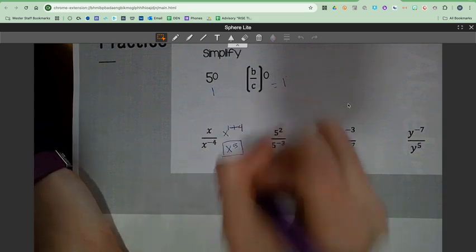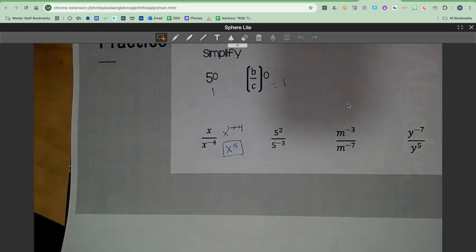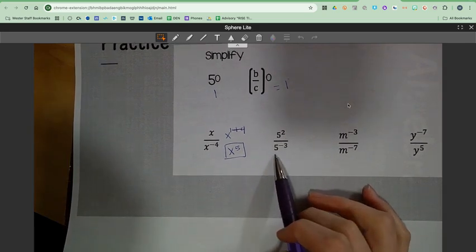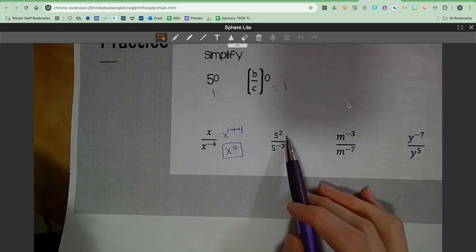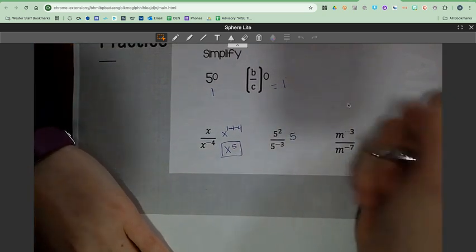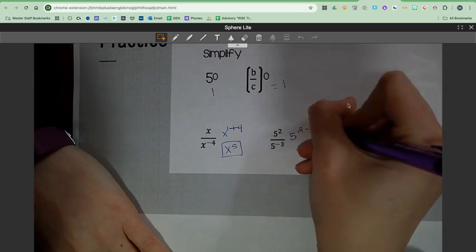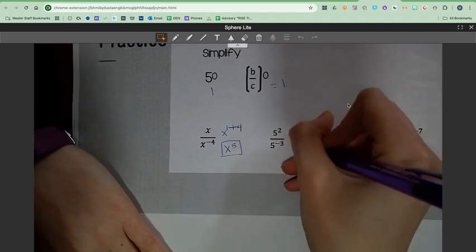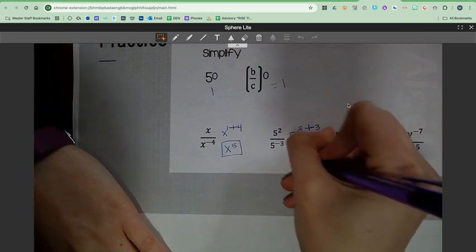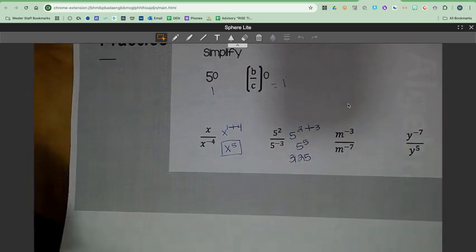When you deal with your division rules and you subtract, that automatically moves that number up to the numerator because it's always numerator minus denominator. So here we have 5 squared divided by 5 to the negative 3. I'm going to go ahead and do my division rules first. So that automatically moves the 5 to the numerator. 2 minus negative 3, well, this becomes 2 plus 3, so this is 5 to the 5th, which is 3,125 if you plug it in the calculator.